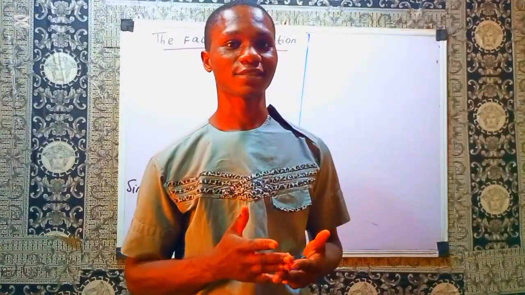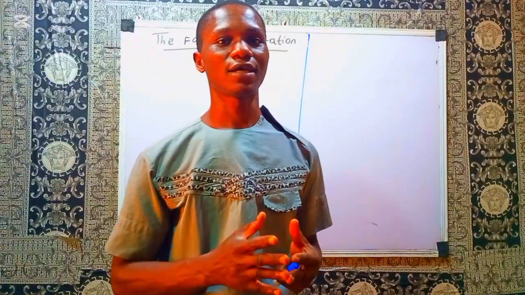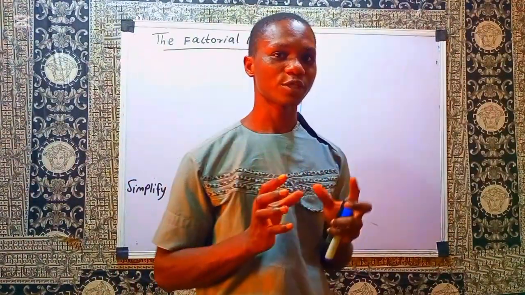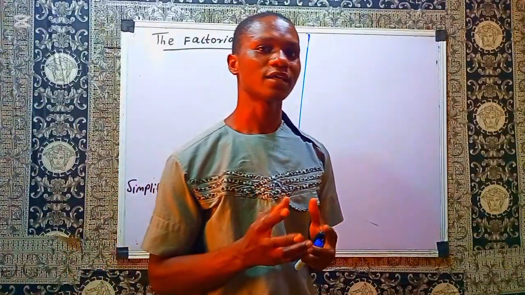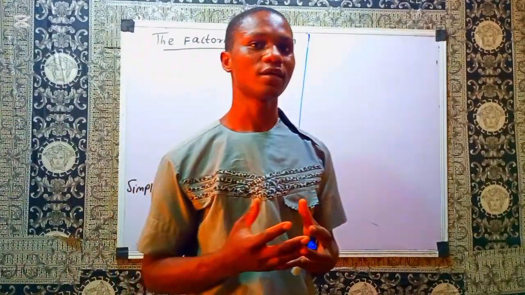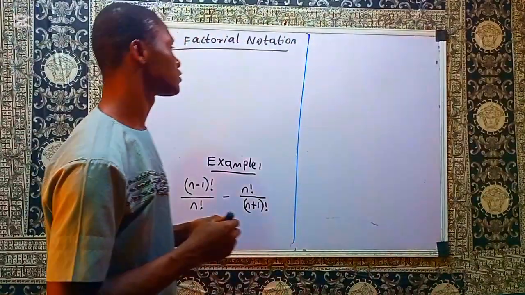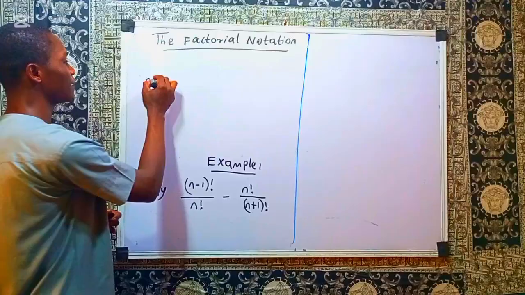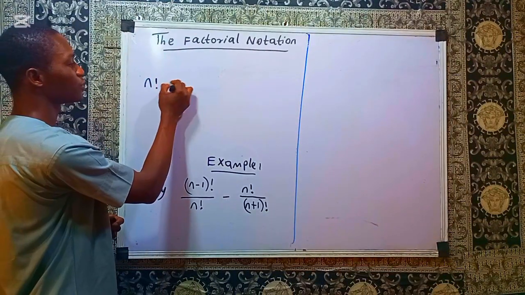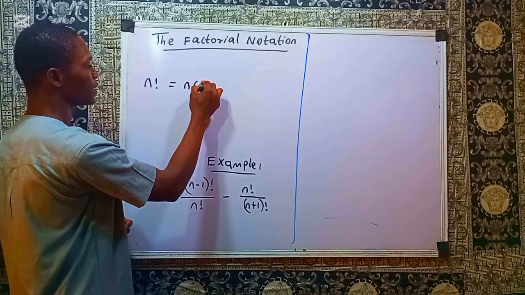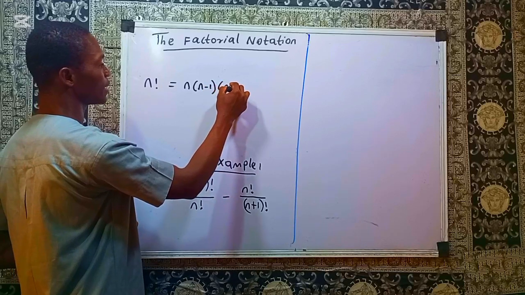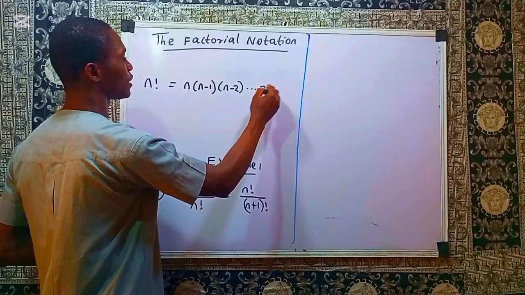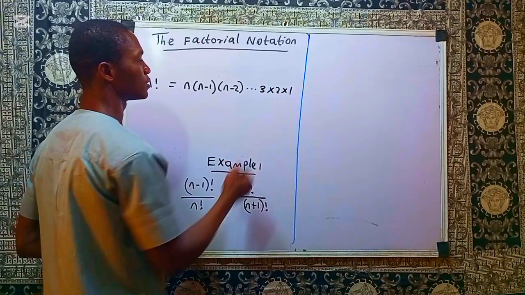This is mathematics class, and today we'll be looking at factorial notation. So in this class we'll be studying factorial notation, how to simplify a given expression that has to do with factorial notation. So assuming that you have a positive integer n, then you want to evaluate n factorial, we define it to be equal to n multiplying n minus 1 multiplying n minus 2 down to 3 multiplying 2 multiplying 1.